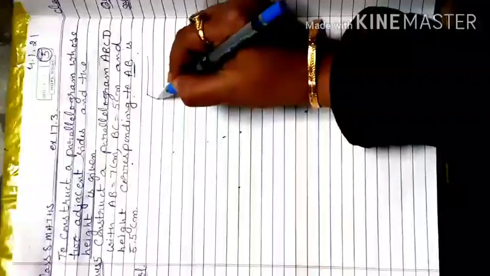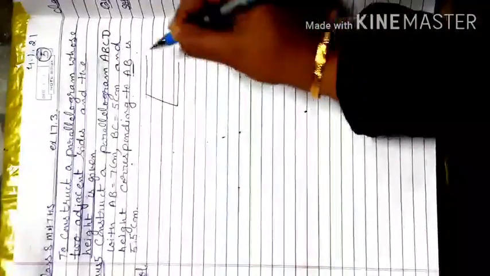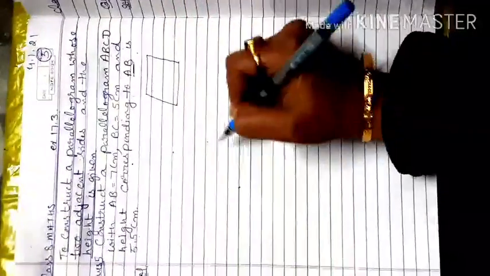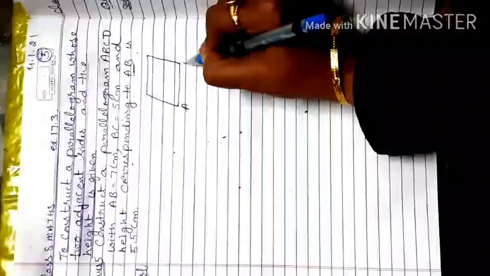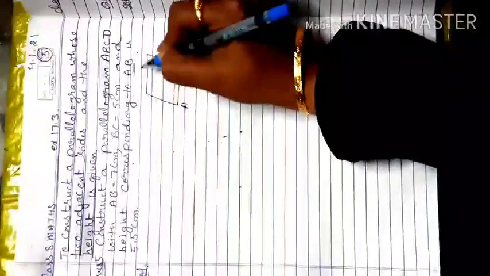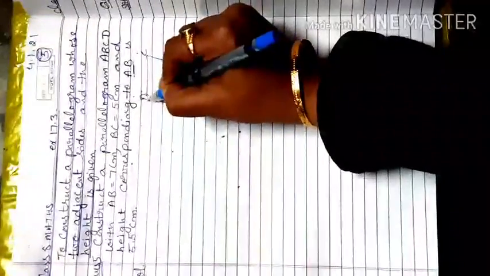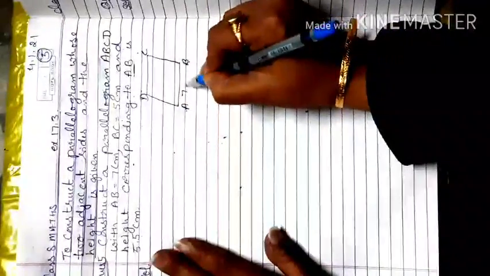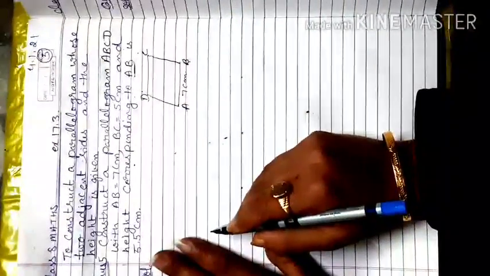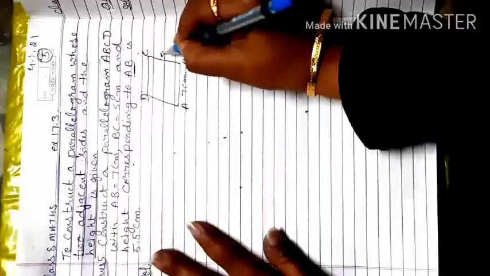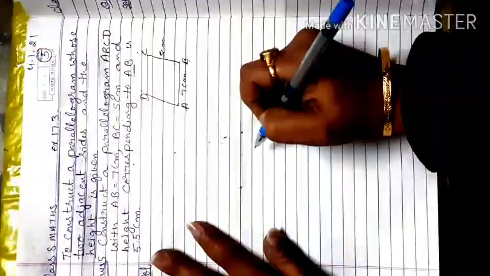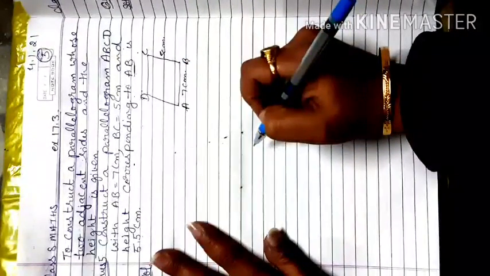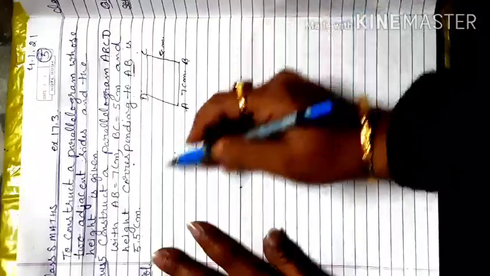If you draw the rough sketch of the parallelogram, then this is AB and this is CD. According to the statement, AB, CD will be 7 centimeter, and BC will be 5 centimeter.